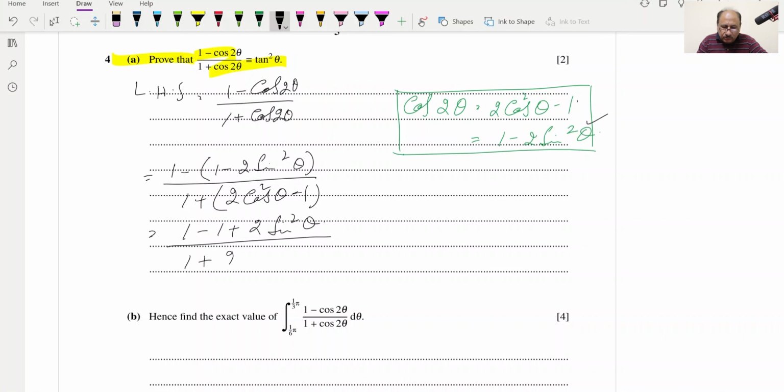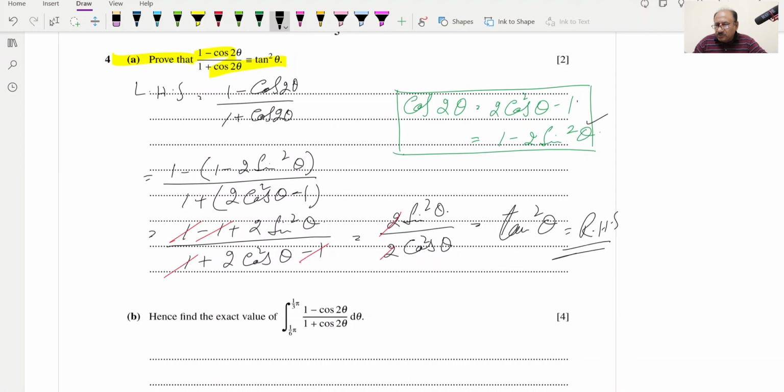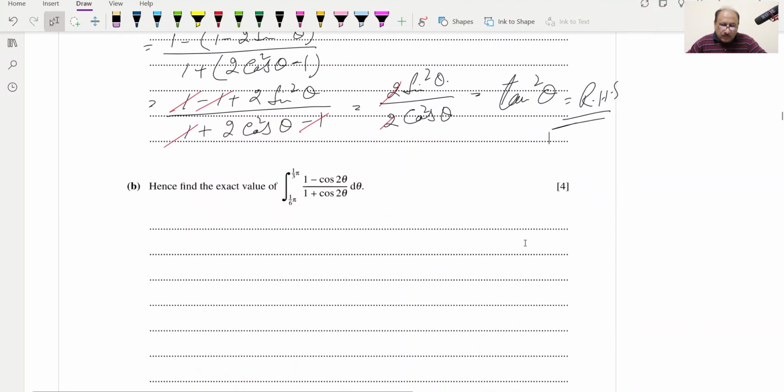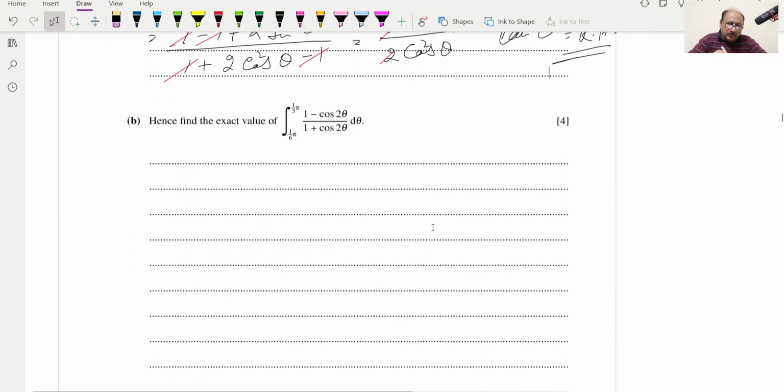1 plus 2 cos square theta minus 1. Now cancellation, this will be cancelled, this will be cancelled, and we will get what? 2 sine square theta over 2 cos square theta, and further we can cancel this 2 also, and we will get tan square theta, which is our right hand side. So left hand side is equal to the right hand side. We are done with this part also.